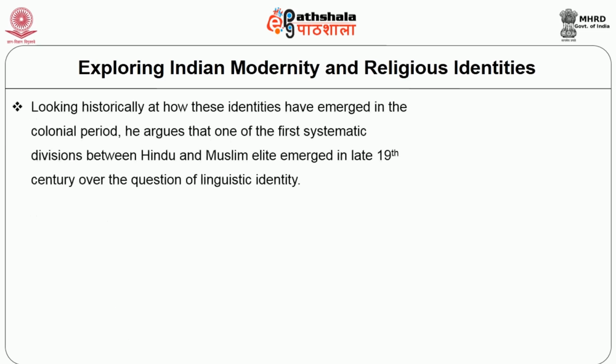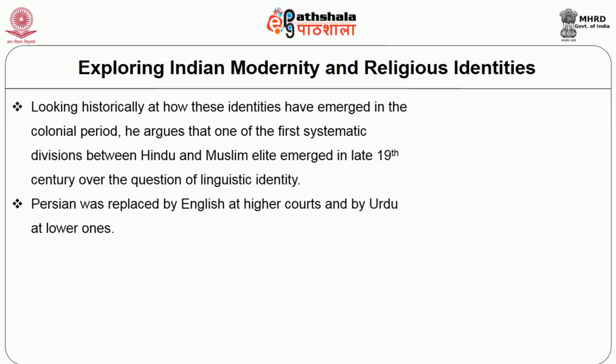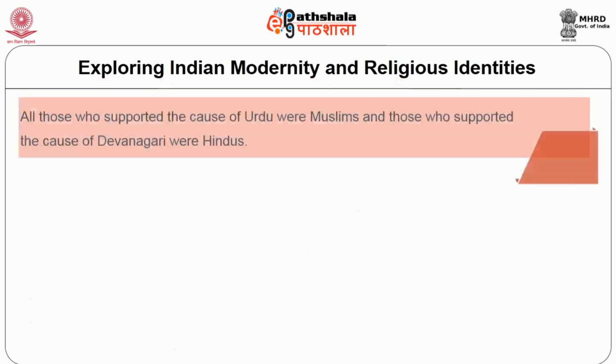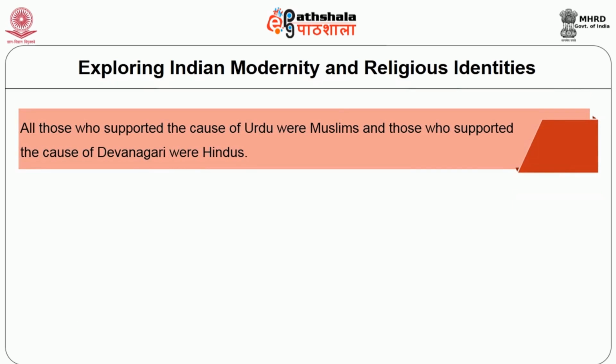Looking historically at how these identities have emerged in the colonial period, he argues that one of the first systematic divisions between Hindu and Muslim elite emerged in the late 19th century over the question of linguistic identity. Persian was replaced by English at higher courts and by Urdu at lower ones. Maharaja Kishan Prasad of Benares and many others began to demand that the court language be written in Devanagari, whereas Sir Syed Ahmad Khan and others insisted on Urdu written in the Persian script. This linguistic division turned out to be a communal division too. All those who supported the cause of Urdu were Muslims, and those who supported the cause of Devanagari were Hindus.